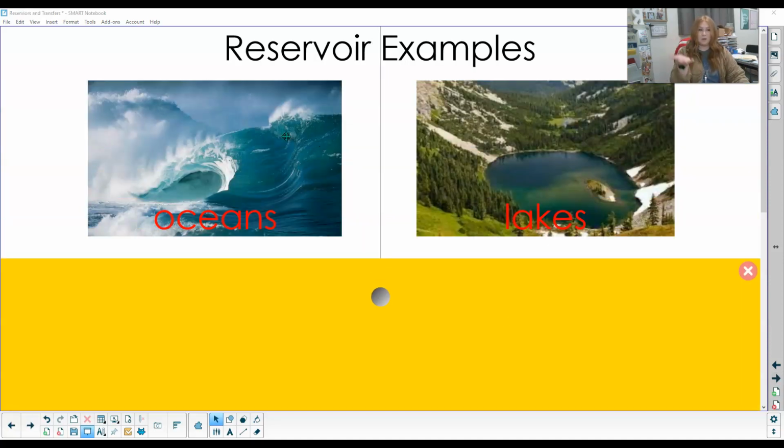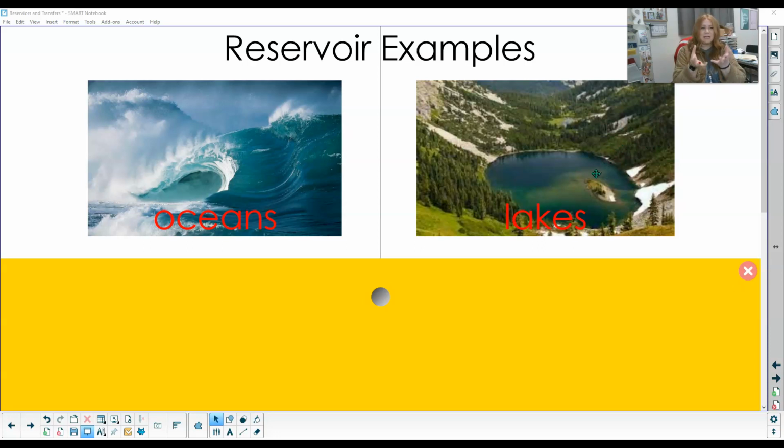So here we have an ocean, right? That liquid is heavy enough that gravity is keeping it down on the earth. Lakes are smaller, right? So I know this water is moving, but it's still being held in that ocean. It's not moving to a different place. So even though it's moving, it's still in the ocean, it's not moving to a different location. That's a transfer, moving somewhere else, okay?